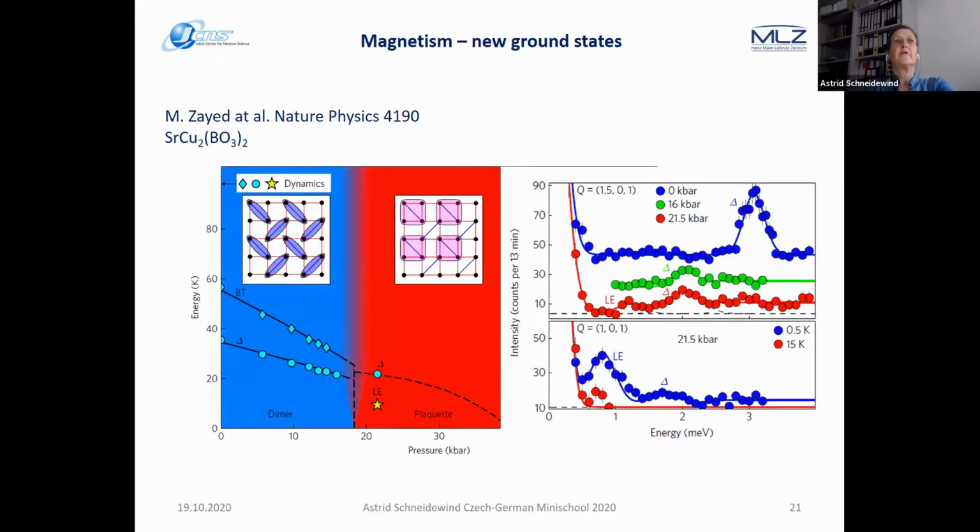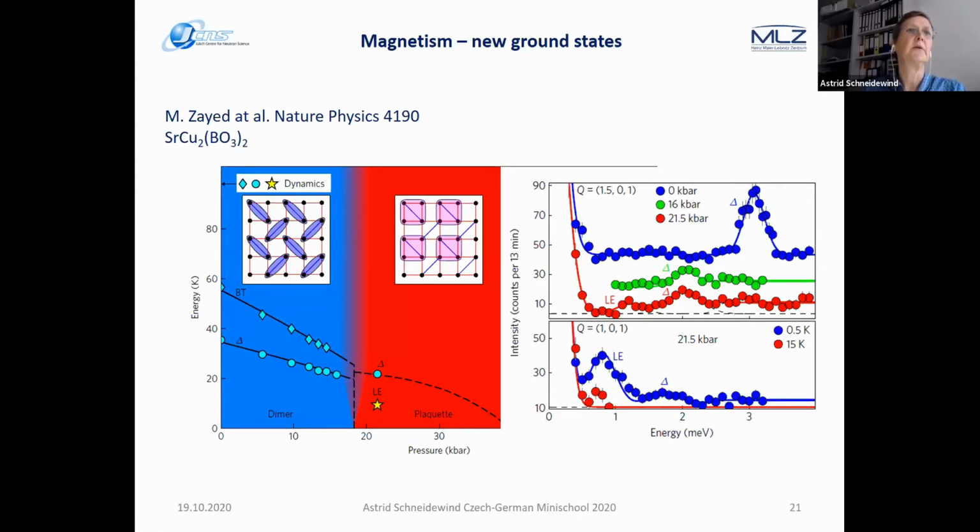Going further into magnetism, inelastic neutron scattering is one of the points where we very often search for new, interesting or exotic ground states. One example here is pure basic research: the prototype of a so-called ideal square lattice, which is a strontium copper boron oxide compound studied by a Swiss group.